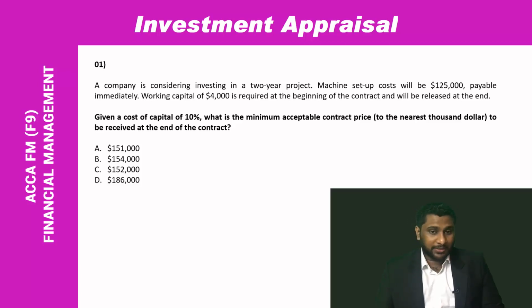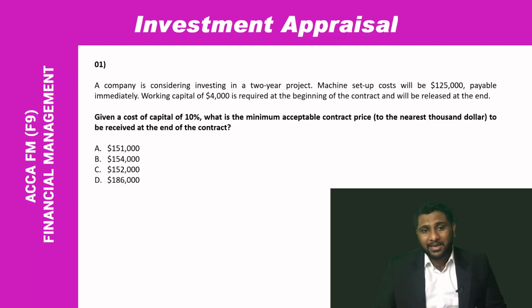So very good question. First of all, you have to understand the question. What they are asking is, if you want to proceed with this contract, minimum how much you should charge from the customer. The customer will make you the payment in another 2 years time only. So for you to proceed with this contract, minimum you should have 0 NPV. If it is a negative NPV, you will reject it. So minimum you should have 0 NPV.